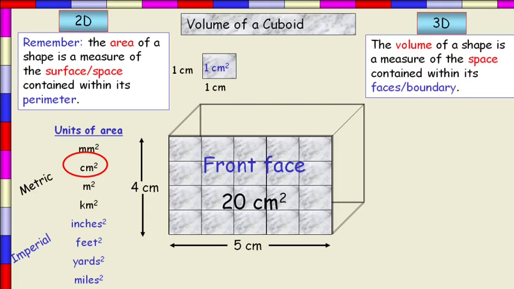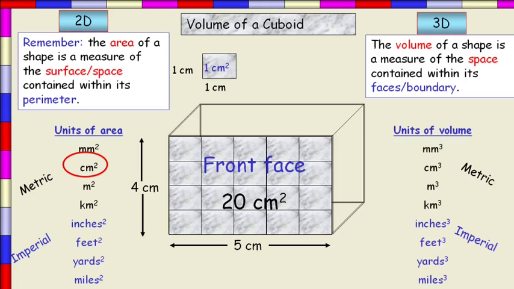Let us take another example. Three-dimensional object. When we are talking about volume, volume is associated with a three-dimensional object. A three-dimensional object has the capacity to hold something in it. For example, this big cuboid on your screen is a three-dimensional object.